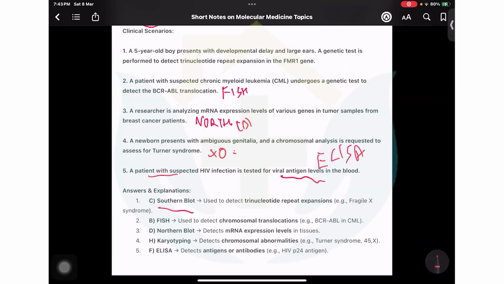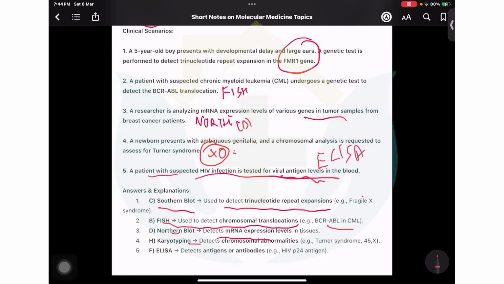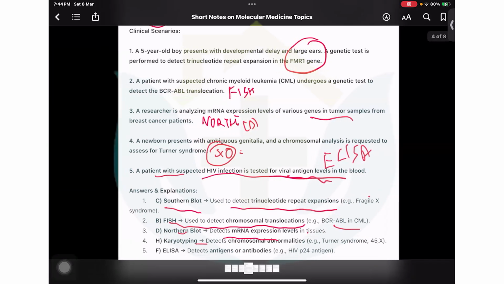First, Southern blot is used to detect trinucleotide repeat expansions. The diagnosis in this case is Fragile X syndrome. Second, to detect chromosomal translocation BCR-ABL is FISH. Third, to analyze the mRNA in tumor samples from breast cancer patients is Northern blot. To diagnose XO Turner syndrome, the answer will be karyotyping. And to detect antibodies or antigens in blood levels, you can do ELISA. Very good.